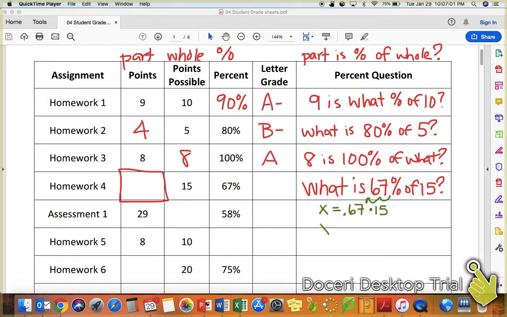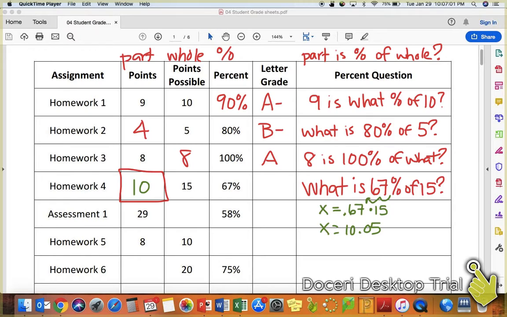Okay, and I'm going to put that into my calculator to get the answer, right? So in this case, I'm putting 0.67 times 15, and I get 10.05. If you had noticed, if you scrolled down, it says to round to the nearest whole. So my answer here is 10. Okay, and now if I look at 67% on my number grade system, 67% would be somewhere in the D's, right?